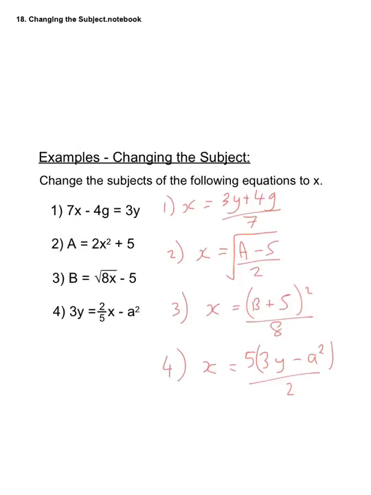Okay, so the solutions for your questions. Question number 1, x is equal to 3y plus 4g, divided by 7. Number 2, x is equal to the square root of a minus 5 divided by 2, and everything has to be in the square root there. Number 3, x is equal to b plus 5 squared, so both b and plus 5 have to be squared there, divided by 8. And number 4, x is equal to 5 times 3y minus a squared, all divided by 2.